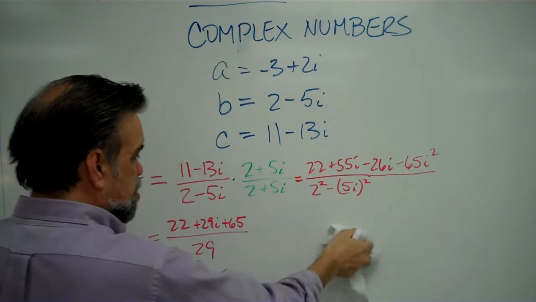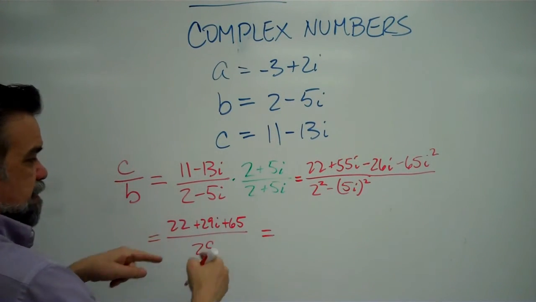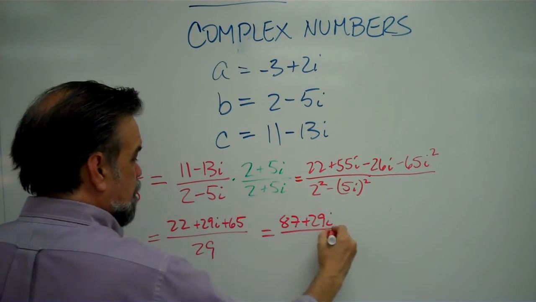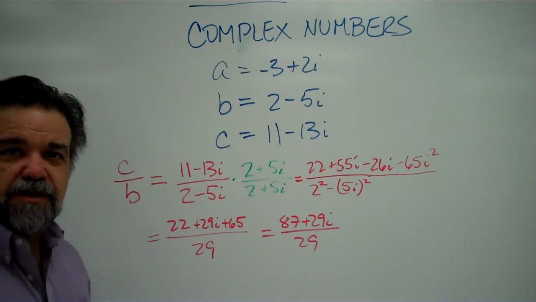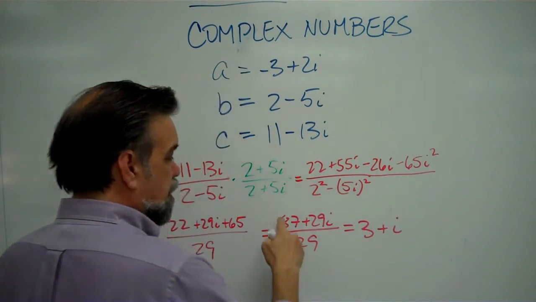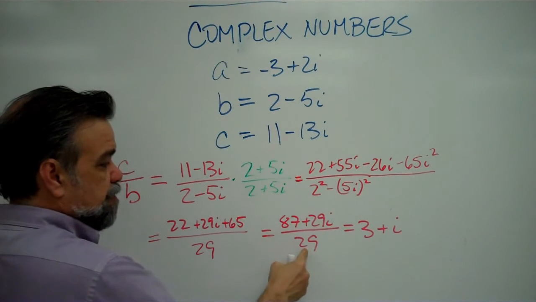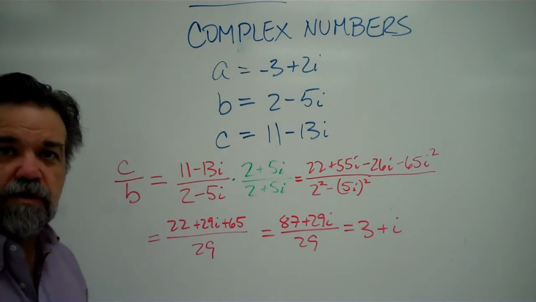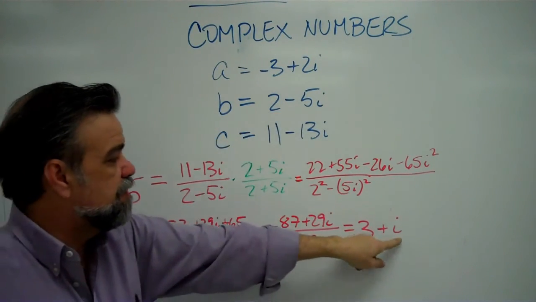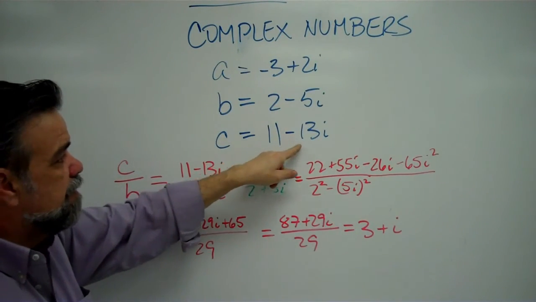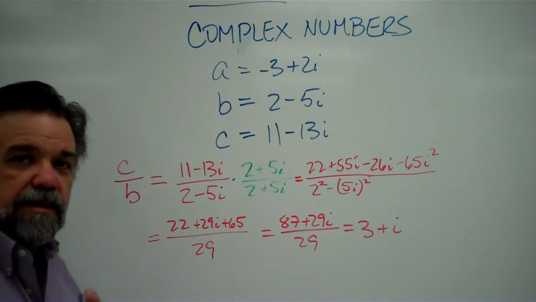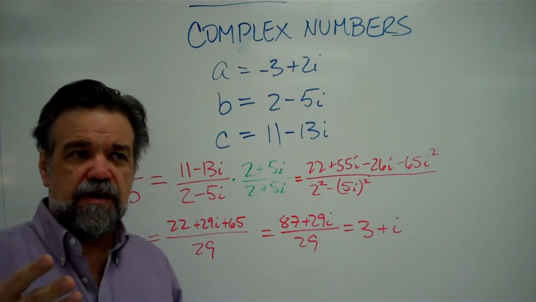let me clear some space here. That's going to get us 22 plus 65 is 87 plus 29i over 29, which magically simplifies down to 3 plus i. 87 over 29 is 3. 29i over 29 is i. And sure enough, that's what we get. And if you multiply 2 minus 5i times 3 plus i, sure enough, you'll see that you get 11 minus 13i. Okay? So now we figured out how to add, how to subtract, how to multiply, how to divide.